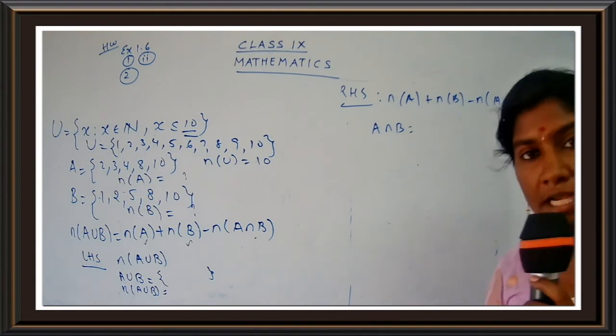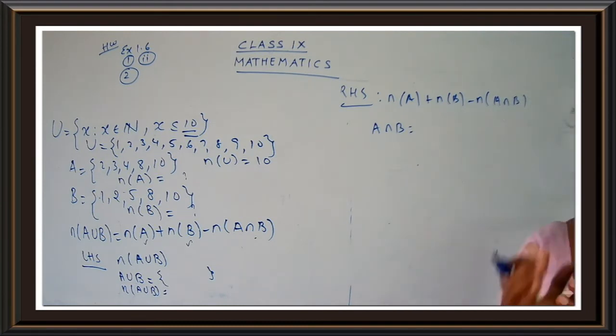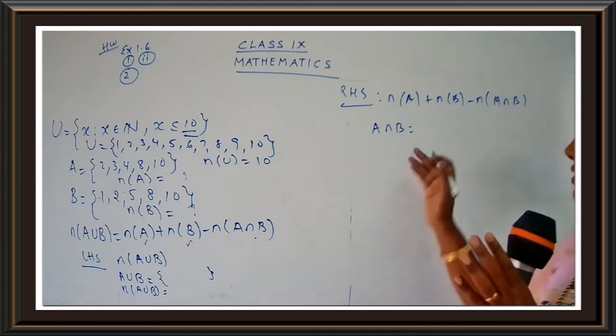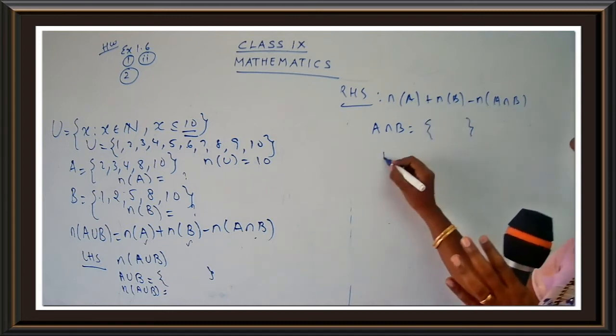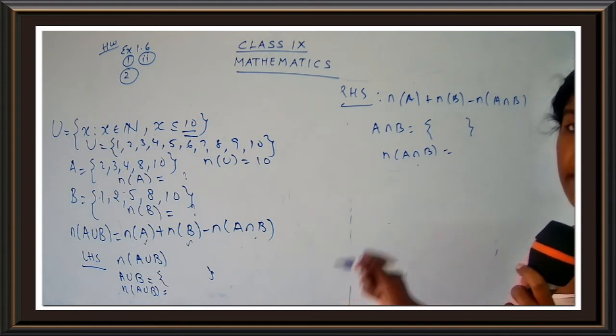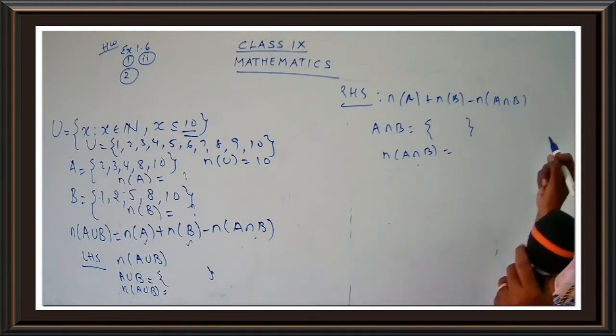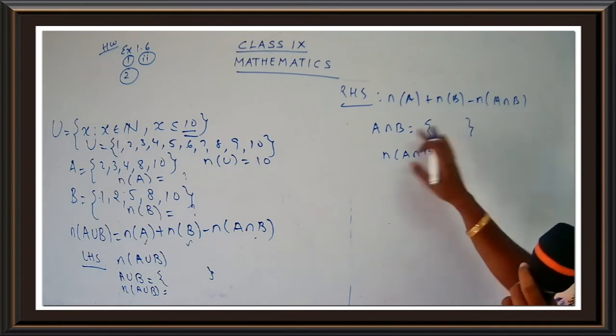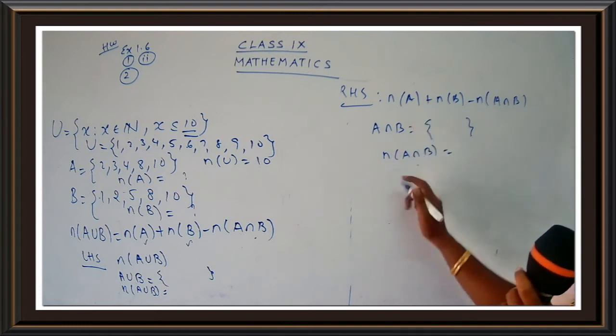You know what is the meaning of A intersection B? You have to find out the common of A and B. So find the common of A and B, and find n of A intersection B. That is, you are going to find the number of elements in A intersection B. Once you find this, you just substitute the value.